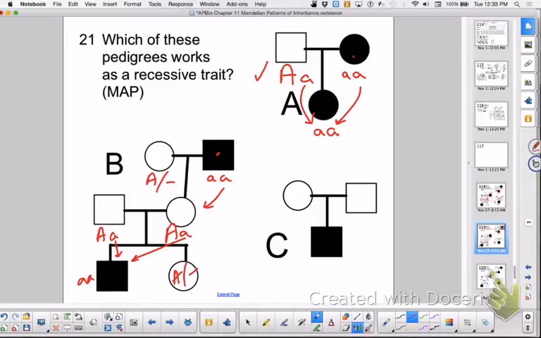Yes? Can you just see that it skipped a generation and know that it's a recessive? You could, and I would probably go off of that, but you want to make sure you understand why in case you have to support your reasoning.